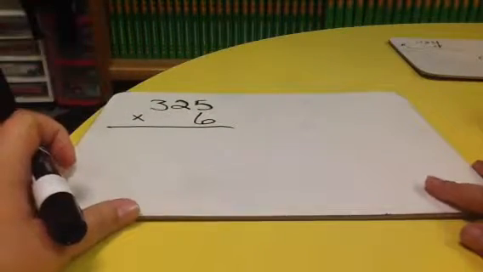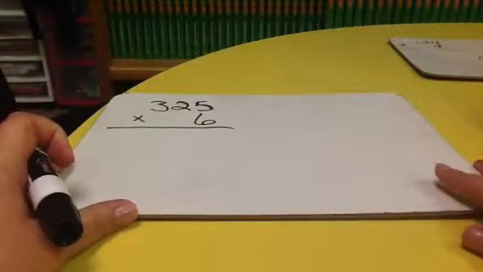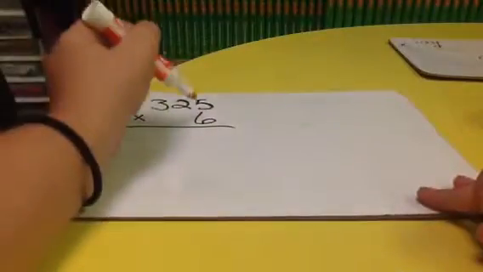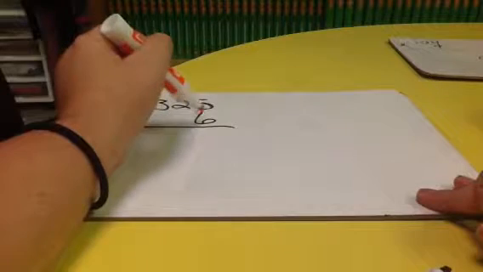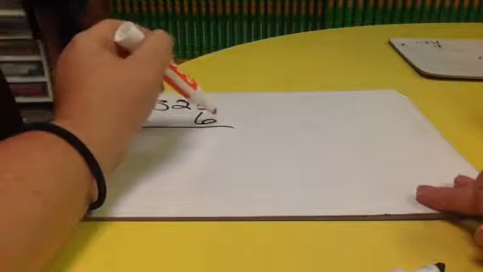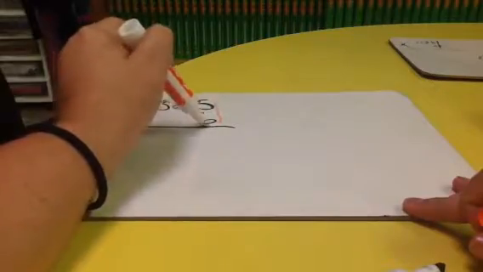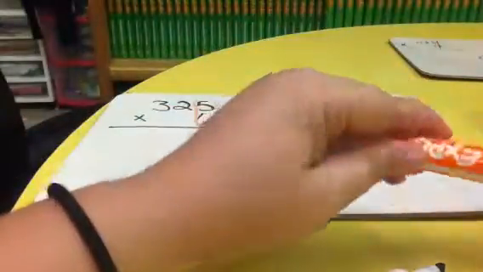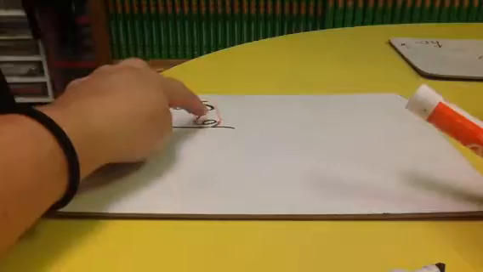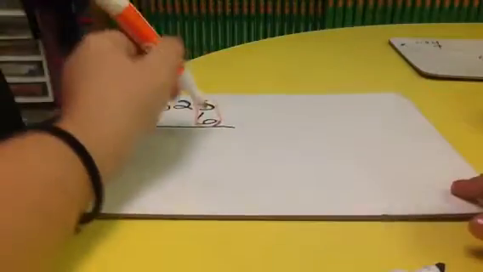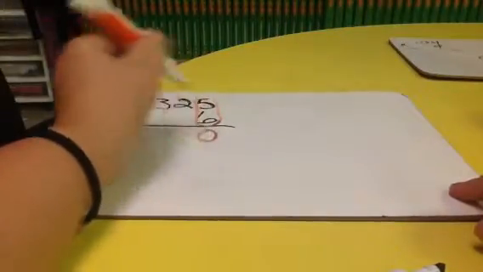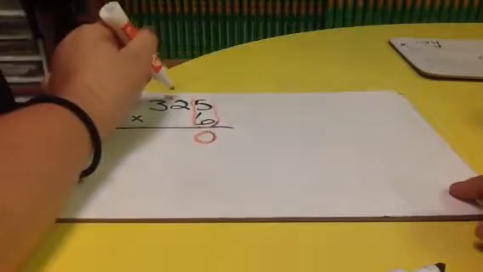All right, so we have our problem set up, and the first thing we're going to do is look in our ones column. That's where we're going to start. We're going to start with this digit on the bottom and multiply it by the one up top. So we have 6 times 5, which is 30. I'll drop my 0, and then I'll regroup my 3.